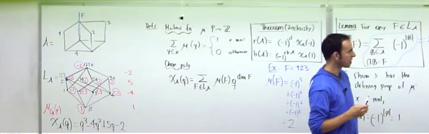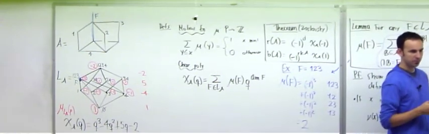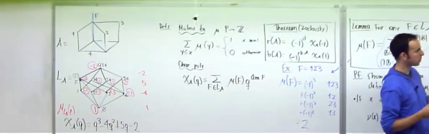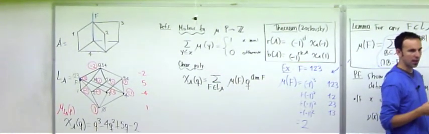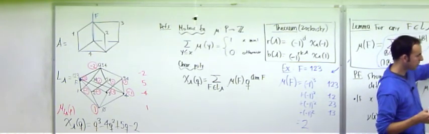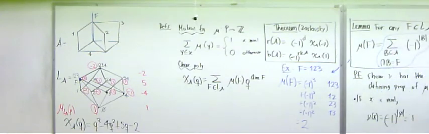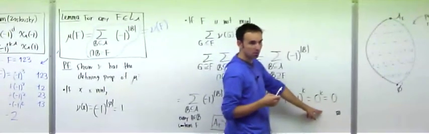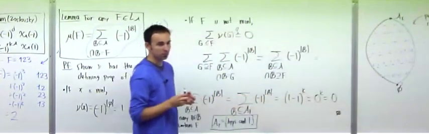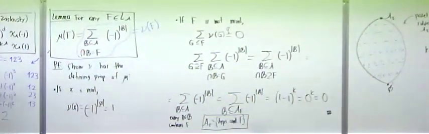Let's think about something for a second. Where did I use in this proof that f was not minimal? Why wouldn't the same proof work for a minimal element f? You'll notice that all the steps work except for one step, which is this last step, that 0 to the k is 0. What happens if f is minimal? In other words, if f is the bottom element here.